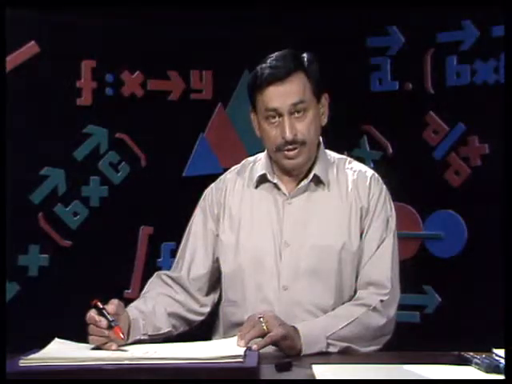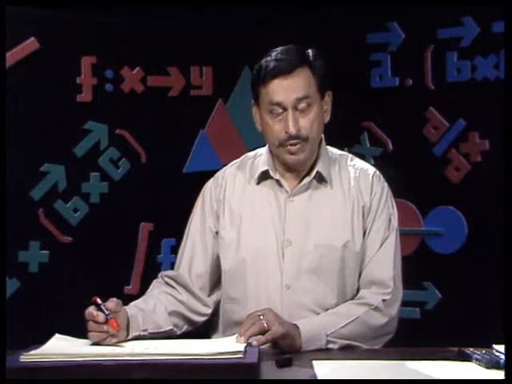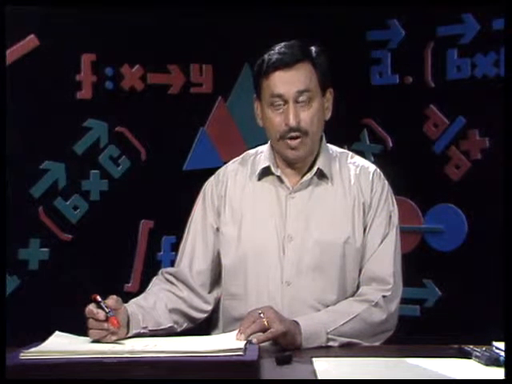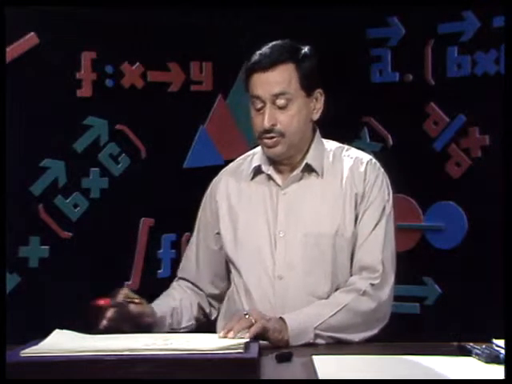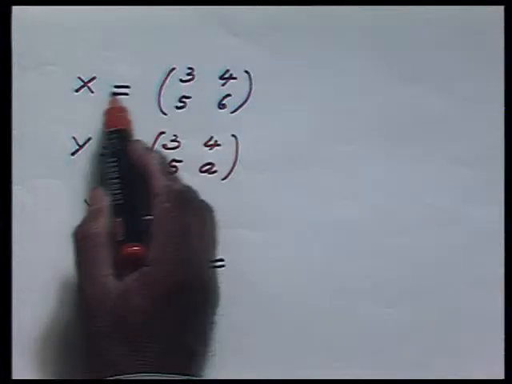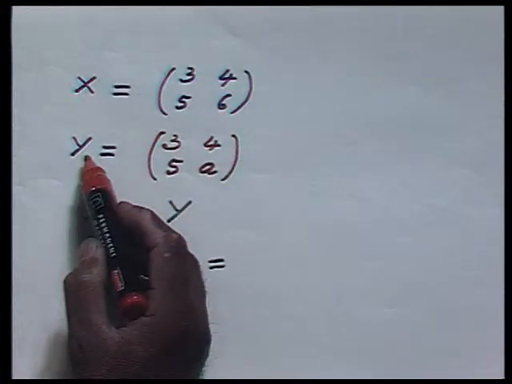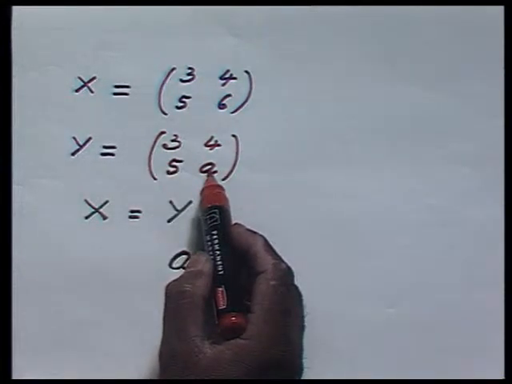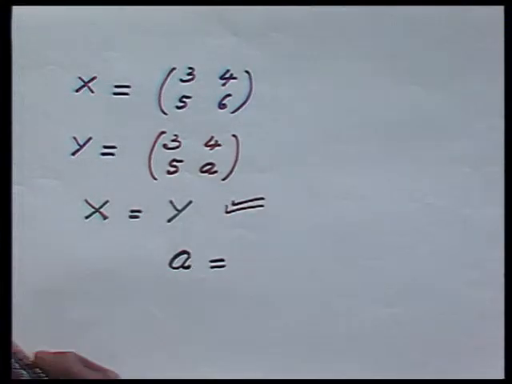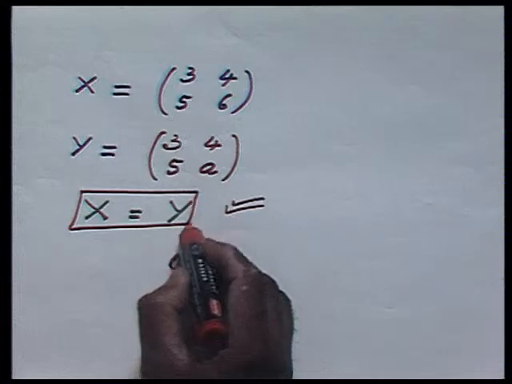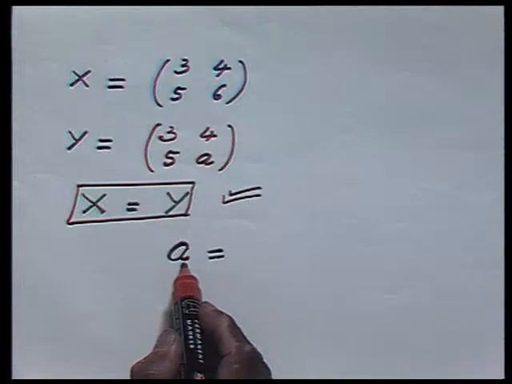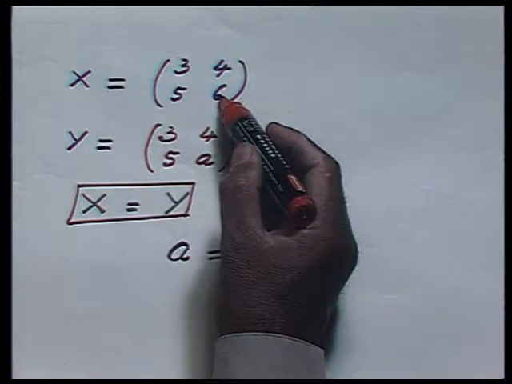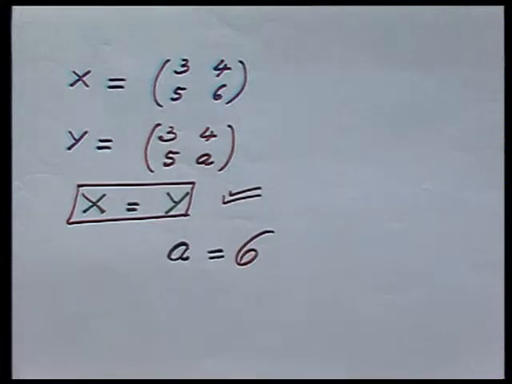We have to remember that we can call two matrices equal only if all the elements match. Let's have another situation here. We have two matrices, X: 3, 4, 5, 6, and Y: 3, 4, 5, a. We are claiming that these two matrices are equal. If we are claiming these two matrices to be equal, what do you think a should be? Surely, a should be what this element is, meaning it should be 6.